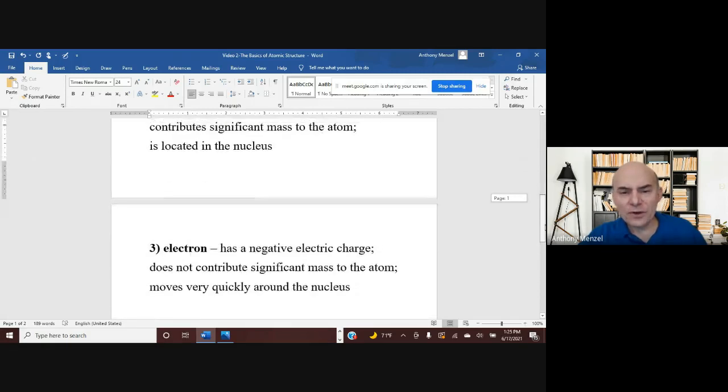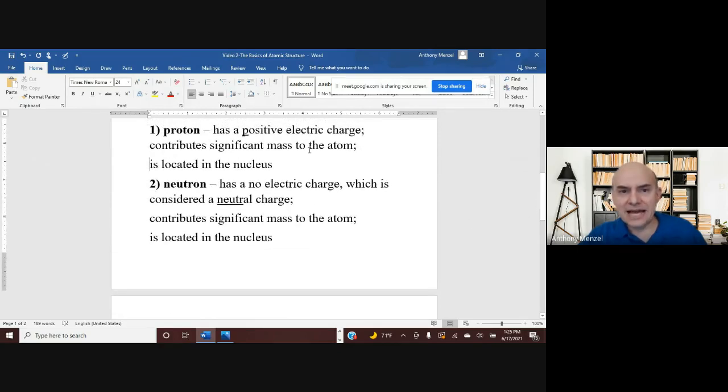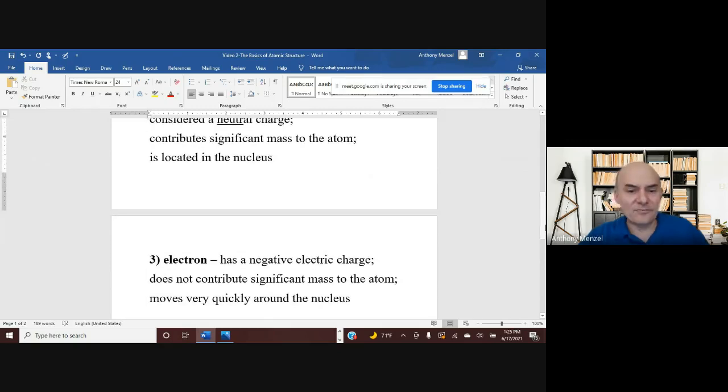Then we have the third subatomic particle, which is the electron. So one way to remember this is that if protons are positive, neutrons are neutral, which means they don't have an electric charge. The electrons, you have positive and you have negative charges. So electrons are going to have the negative charge because protons already have the positive charge.